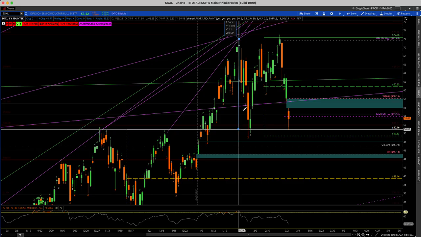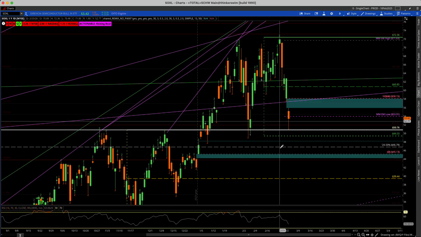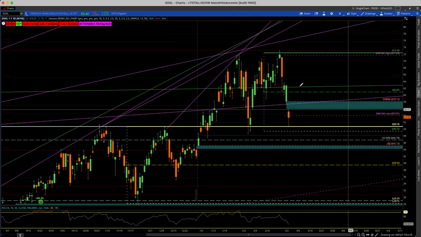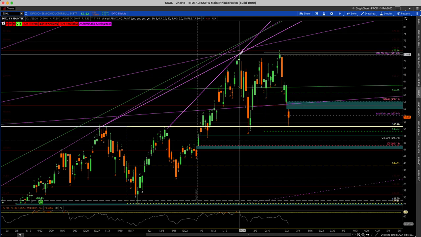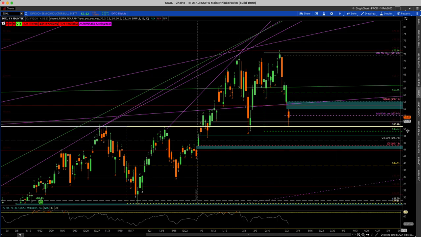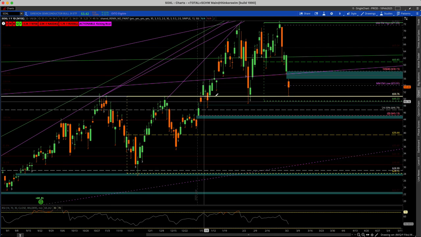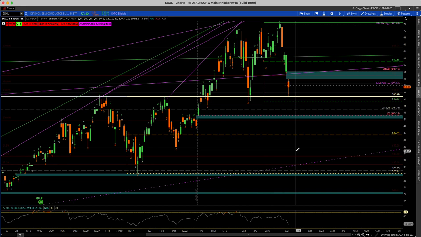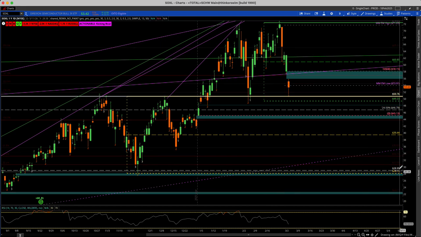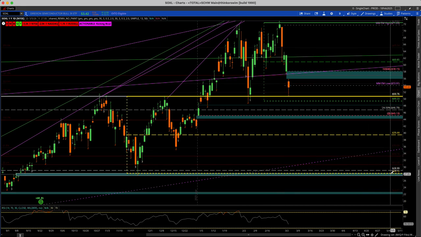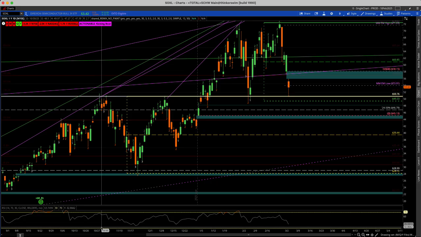So whenever you break the neckline and confirm a double top, you generally go the distance from the top to the bottom, to the valley in the double top. So what, 20-something dollars, 50, that brings us back down to 30 bucks, right? And look where that is. Got that gap right there. This is what we were talking about previously.